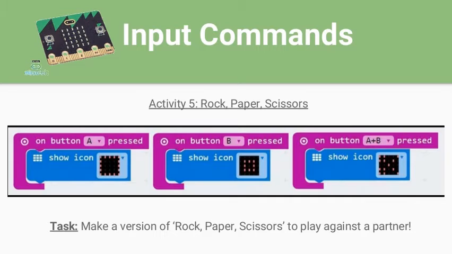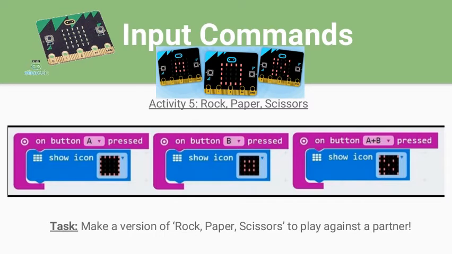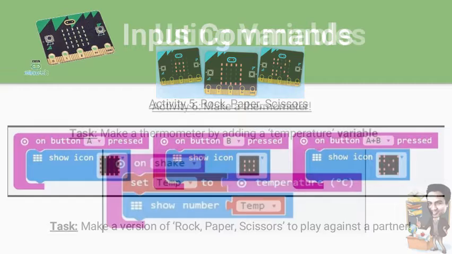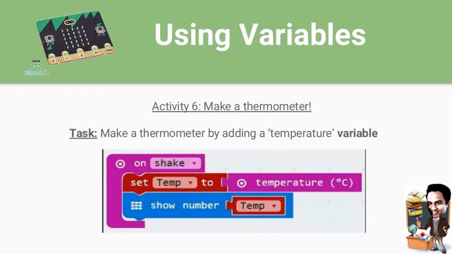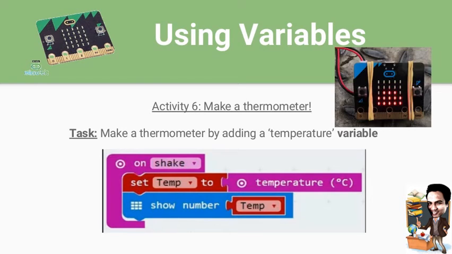Activity 5. Rock, paper, scissors. Task: make a version of rock, paper, scissors to play against a partner. Activity 6. Make a thermometer. Task: make a thermometer by adding a temperature variable.